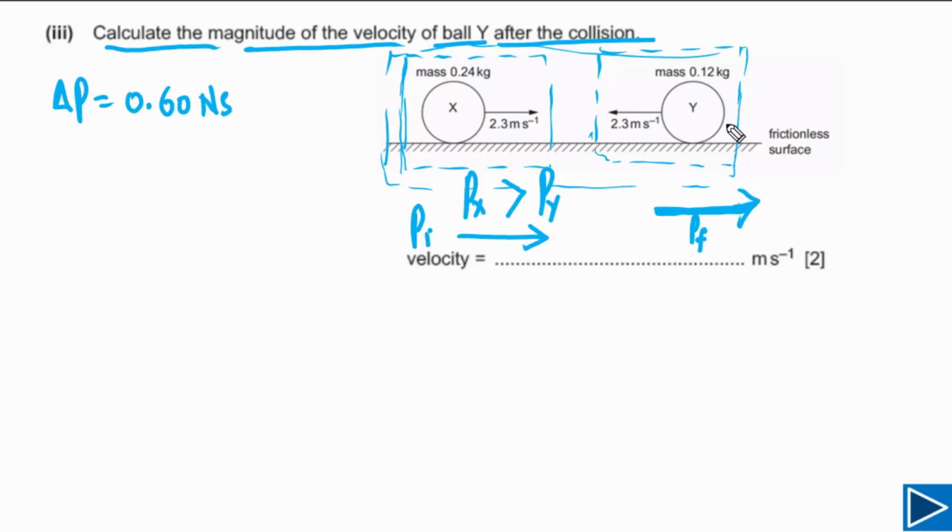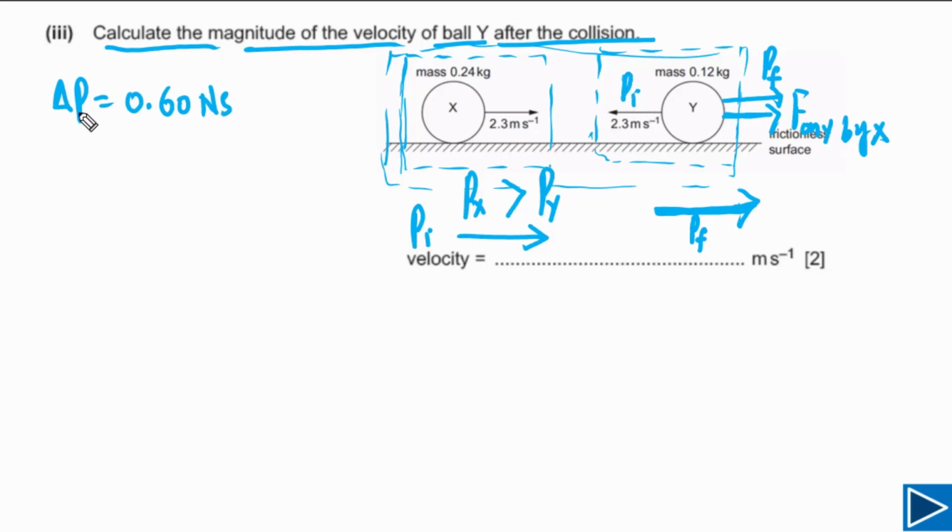When these two balls collide with each other, there will be a force on ball Y by ball X, and that force will be to the right. So this ball will go to the right. We can say the final momentum of ball Y will be to the right, and its initial momentum is to the left.